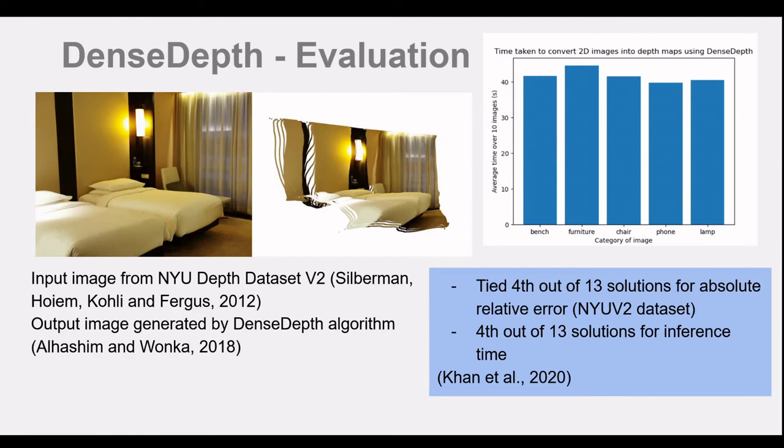Across multiple categories of image, on average it took about 40 seconds to convert an image into a depth map on a regular home PC. Compared against other depth estimation algorithms, it wasn't the fastest, 0.35 seconds compared to the fastest being 0.22 seconds. However, generally the speed was comparable to other similar algorithms. The same was true of performance, so the absolute relative error was 4th out of 13 different state-of-the-art solutions that were compared.